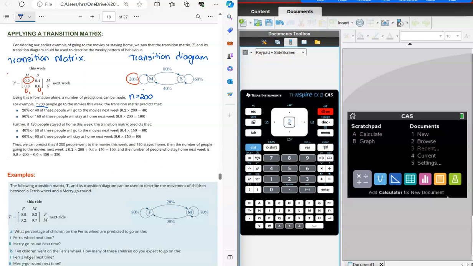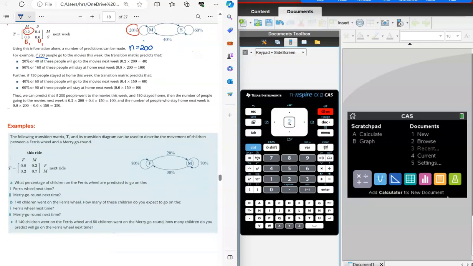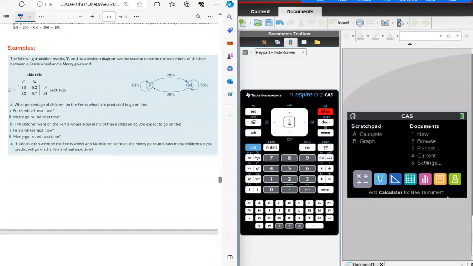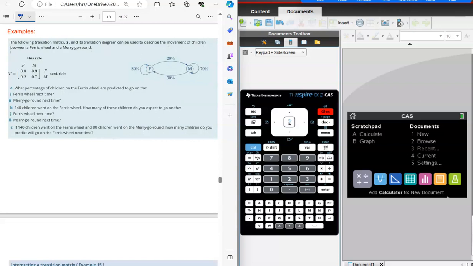We did a little bit of this yesterday. You can see further, if 150 people stayed at home this week, the transition matrix predicts something. So we can work out different things if we're told. But what we want to do is keep on using this transition and predict the future. Let's go through these questions, and it will come to us a bit more when we do our examples.